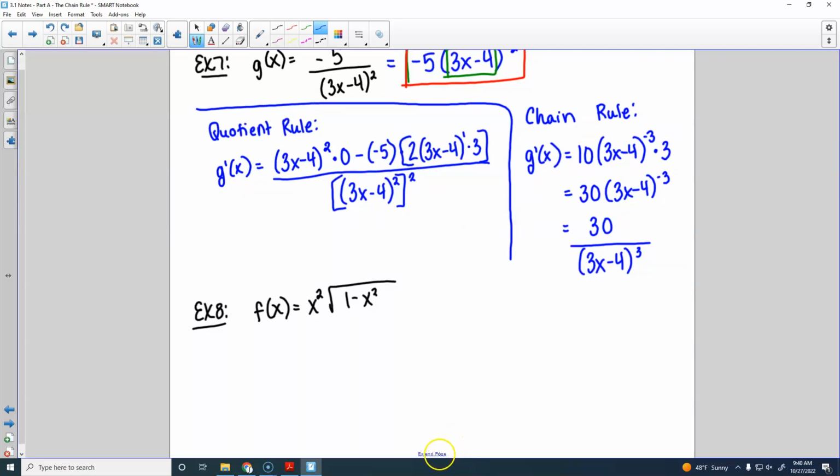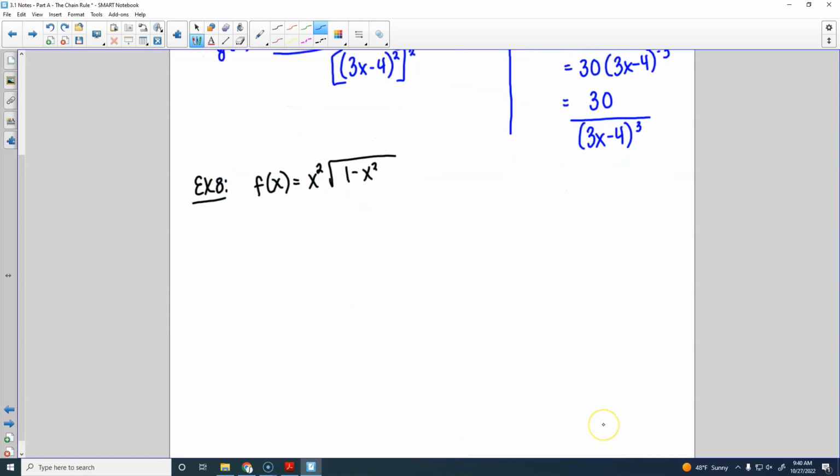Okay, now 8 is when things start to get fun. What are we going to have to do for 8? Okay, let's do that first. Yeah, roots are hard to deal with when we're doing derivatives. So let's make this x squared times 1 minus x squared to the 1/2. I like that better.